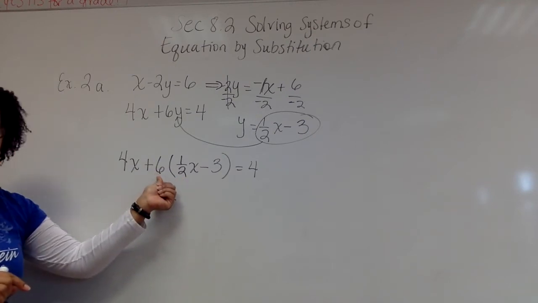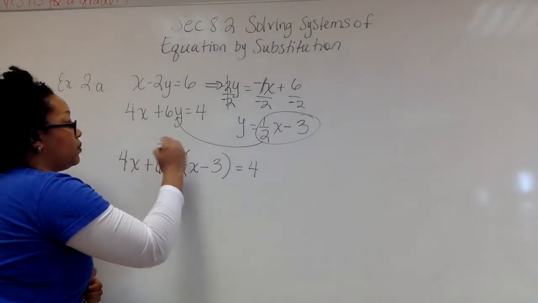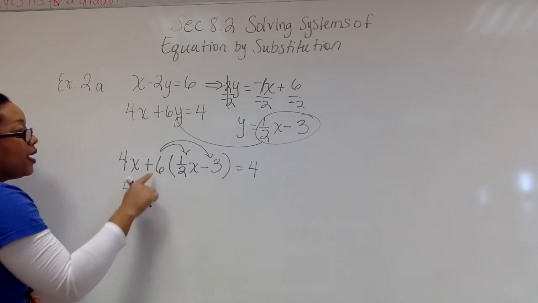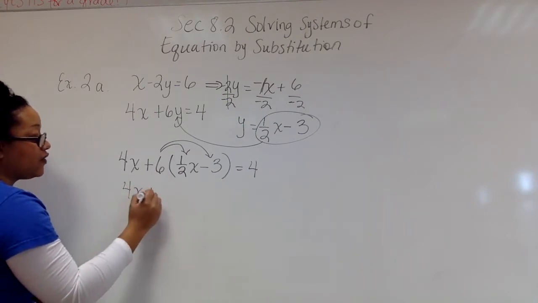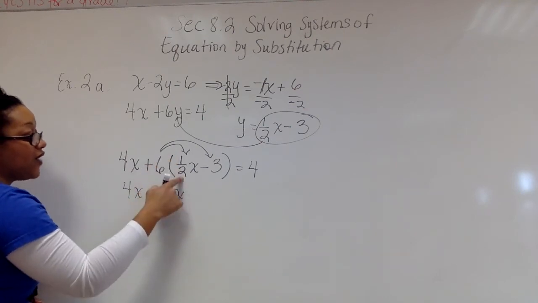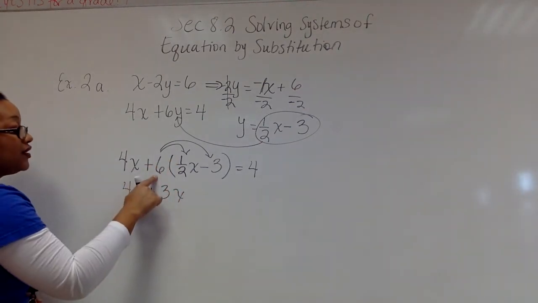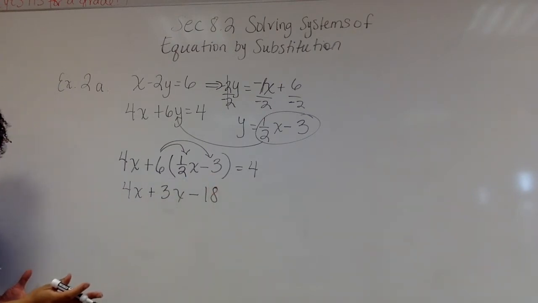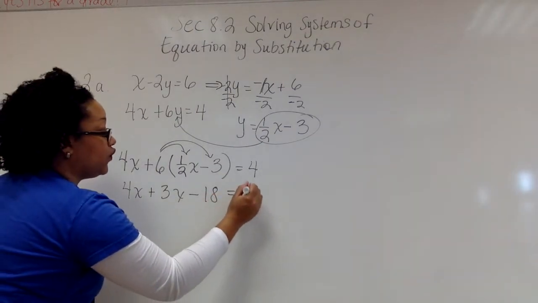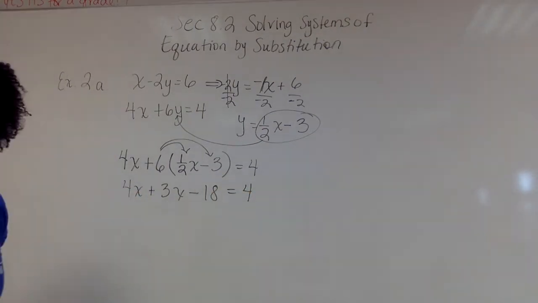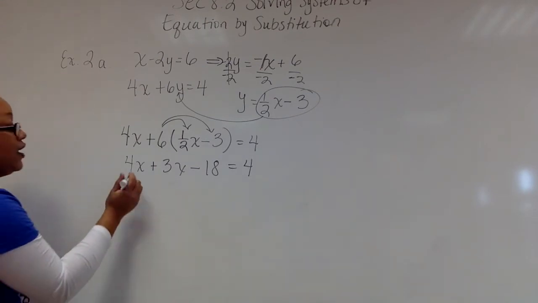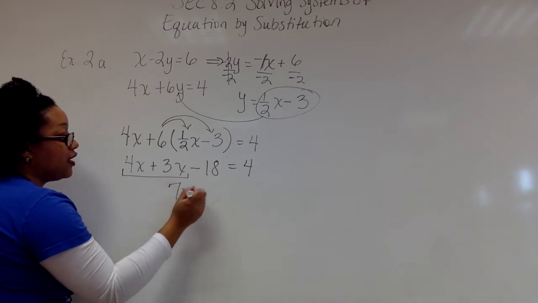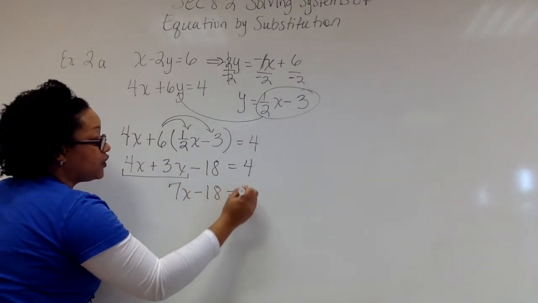You're going to distribute the 6. So everything inside gets multiplied by a +6. So I'm going to bring down the 4x. +6 times 1/2 x is +3x, because 6 divided by 2 is 3. +6 times -3 is -18. So now we've taken care of everything on the left-hand side, and now it's equal to 4. And now you're down to a 2-step equation. The fraction is gone. Combine your like terms. 4x plus 3x gives me 7x minus 18 equals 4.